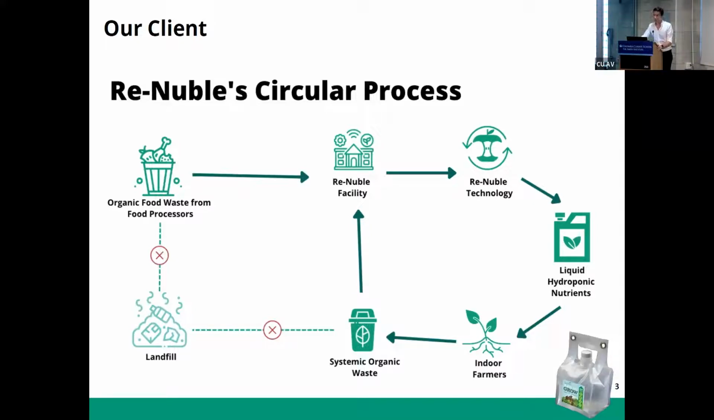Renewable is an agricultural technology company and startup, and they have invented a proprietary process through which they can create a fertilizer for indoor farming from pre-consumer unrecoverable food waste. So it's created this closed loop that you can see here on this slide, and it's a really exciting technology.